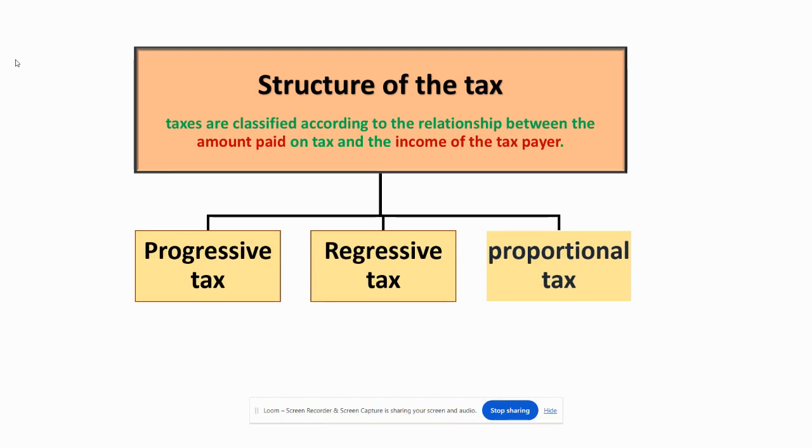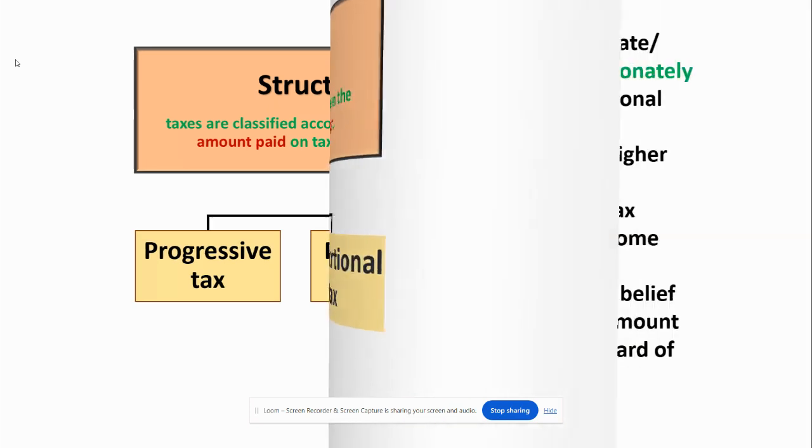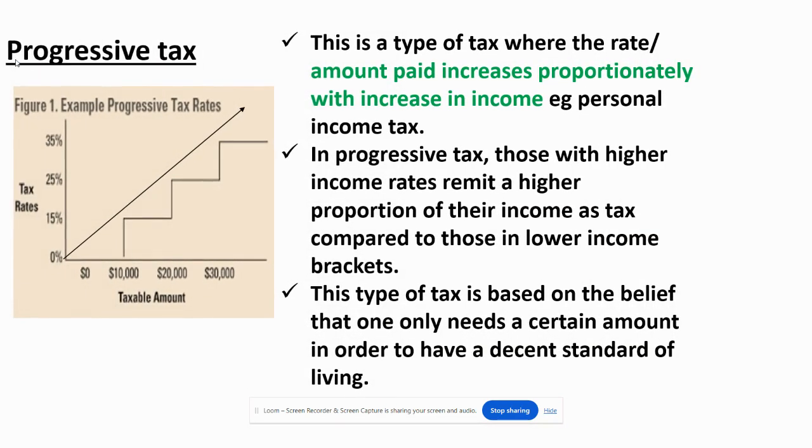So in this case, you may find that as your income increases, also your tax increases. In some cases, so that is what we're talking about. We are relating the amount paid on tax and the income of the taxpayer. So we have progressive, regressive, and also degressive. So I would like us to start with the progressive tax.